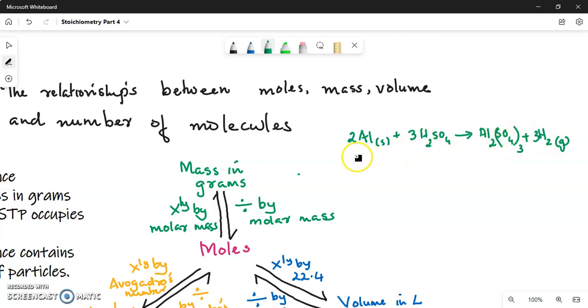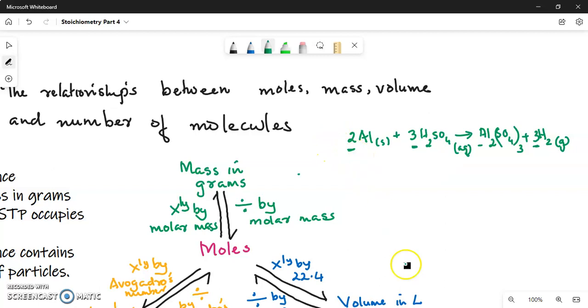This is the balanced equation. This means that 2 atoms of aluminium are required to react with 3 molecules of sulfuric acid, and it produces 1 molecule of aluminium sulfate and 3 molecules of hydrogen. These numbers, which are called coefficients, are equivalent to the number of moles. So we can also say that 2 moles of aluminium react with 3 moles of sulfuric acid to give 1 mole of aluminium sulfate and 3 moles of hydrogen. Because molecules is a count and moles is also a count, so we can just relate them.